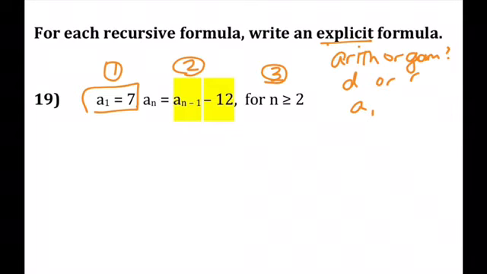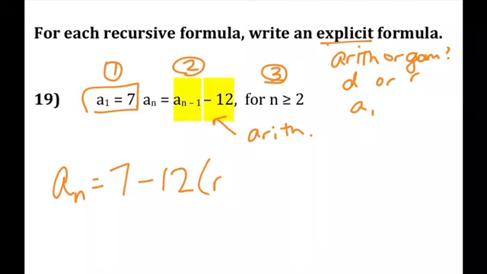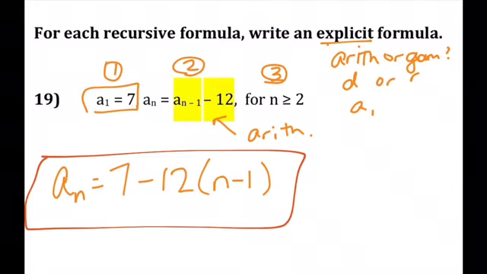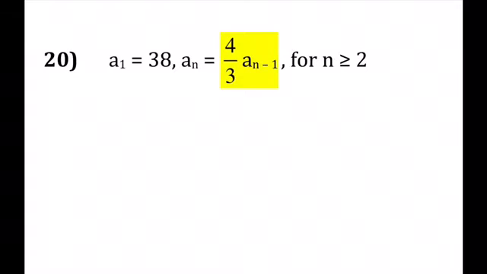I know if it's arithmetic or geometric because if I see the minus 12, I know that that's arithmetic because I'm subtracting 12 or adding a negative 12 each time. So writing an explicit formula, remember, a sub n is equal to a sub 1 minus 12 times n minus 1. And so this goes back to at the beginning when we wrote what the explicit formula was, and it's at the top of your page. That's all you're going to do. That's it.